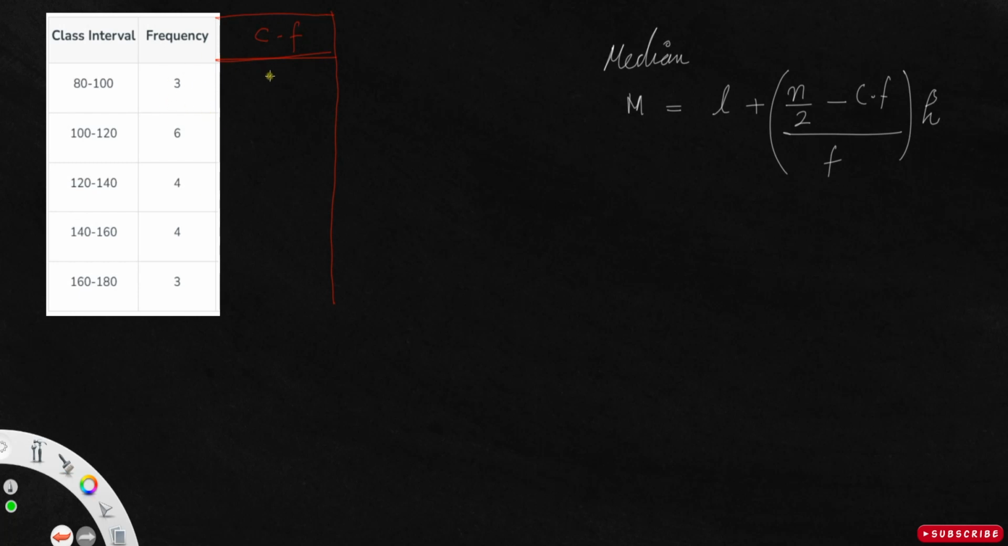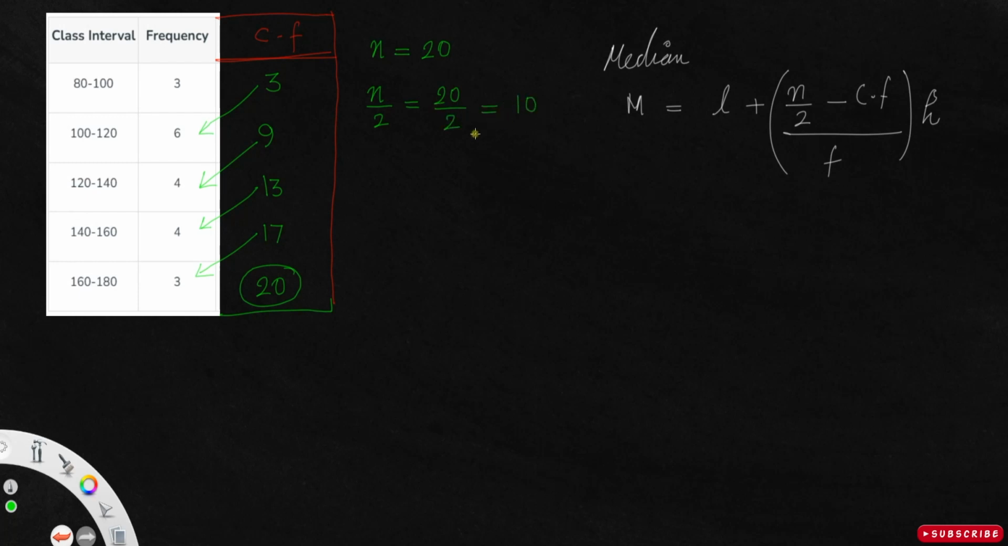And as we discussed, how will we find the cumulative frequency? First, you just write the 3 here again. Now 3 plus 6, which is equal to 9. 9 plus 4, which is equal to 13. 13 plus 4, which is equal to 17. 17 plus 3 is equal to 20. And the number at the bottom of the cumulative frequency gives the n. So n in here is 20. Now I have to take n by 2. N by 2 is equal to 20 by 2, which is equal to 10.